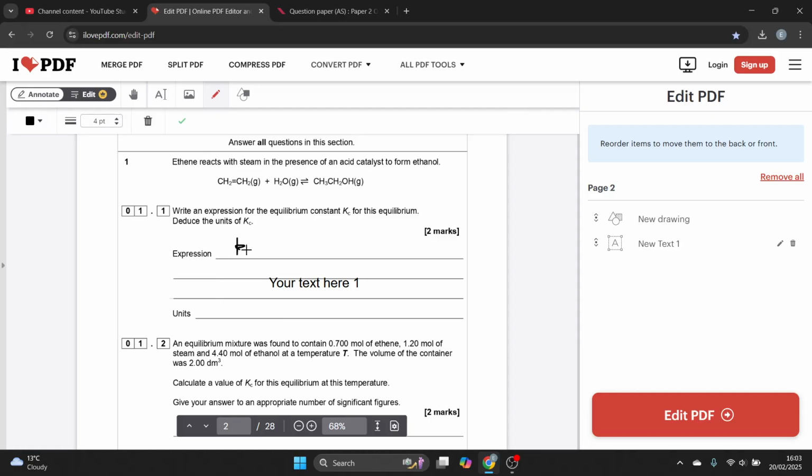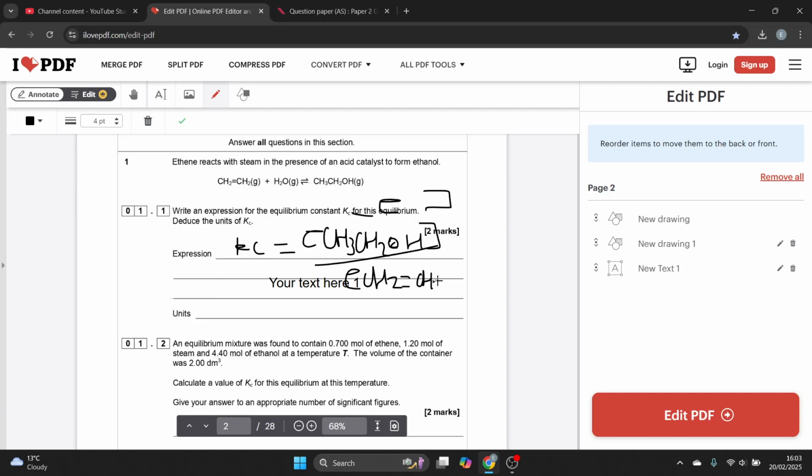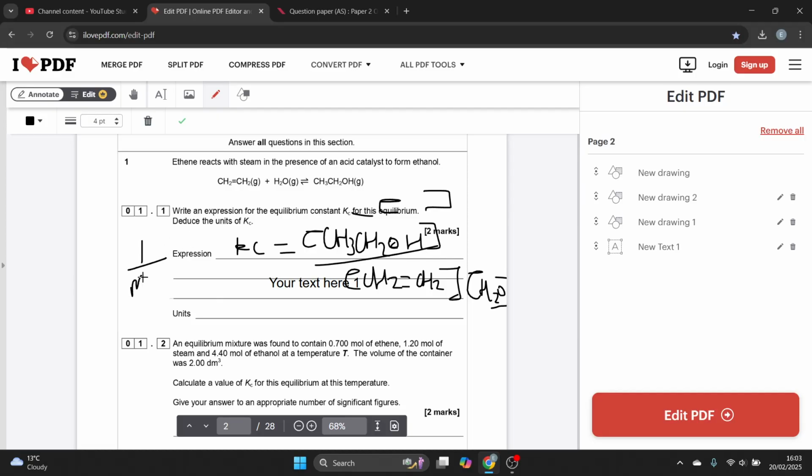Question 1, write an expression for the equilibrium constant Kp. Expression of Kc: remember Kc, square brackets, products CH3CH2OH over the reactants to the power of their coefficients. Well, all of these have got 1 mole, so don't need to worry about that. H2O squared. The units: moles per dm^-3 over moles per dm^-3 squared, so that will cancel out and I'll be left with 1 over moles per dm^-3, which is moles to the power minus 1 dm cubed. Perfect.